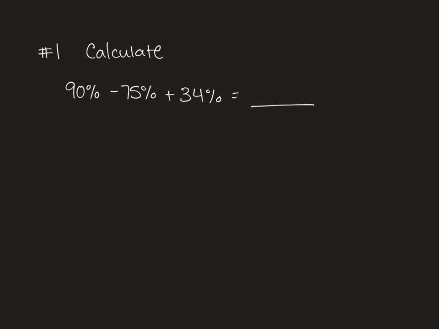So I'd start with 90 minus 75, which gives us 15%. And then I need to add the 34%, which is going to give us 49%. And I have to make sure that I have the percent sign in my answer. If I don't, then it will be wrong. It doesn't equal 49, it equals 49%.